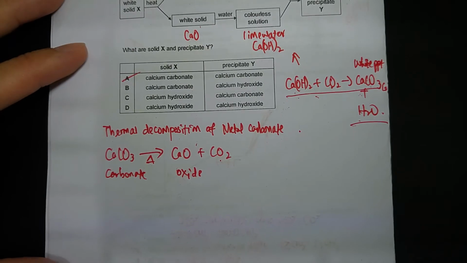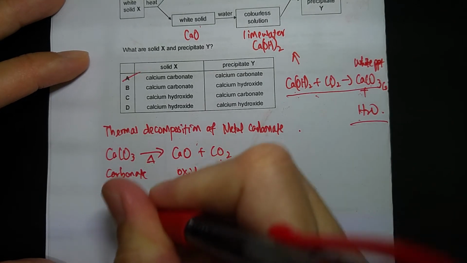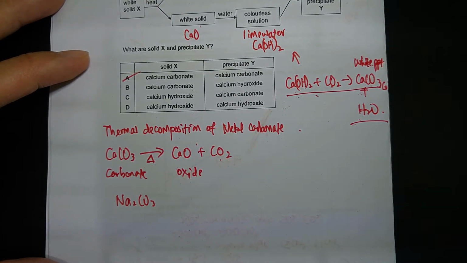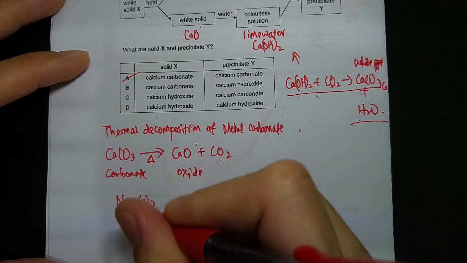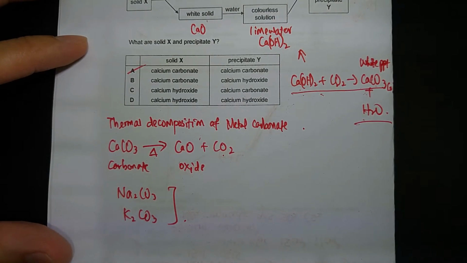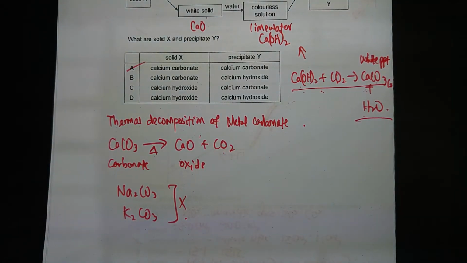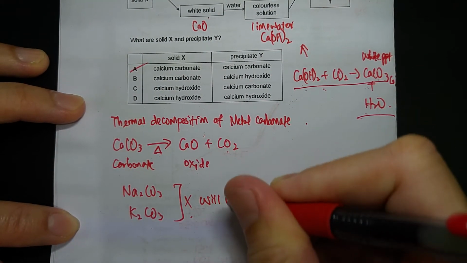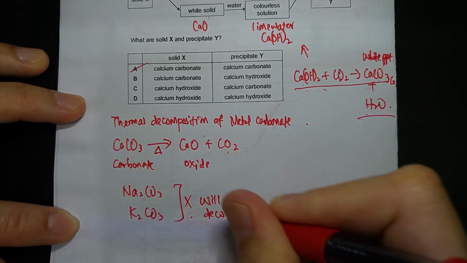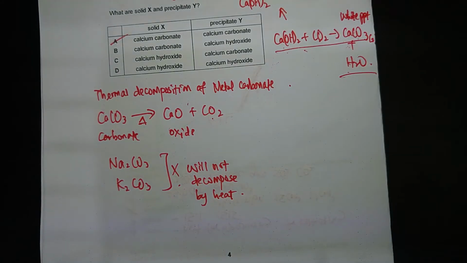Something to take note of is that not all metal carbonates can be decomposed by heat. For example, sodium carbonate as well as potassium carbonate will not decompose. You heat until next year also, it will not decompose, because potassium and sodium are very reactive, so they form very strong bonds in sodium carbonate and potassium carbonate. So they will not decompose by heat.